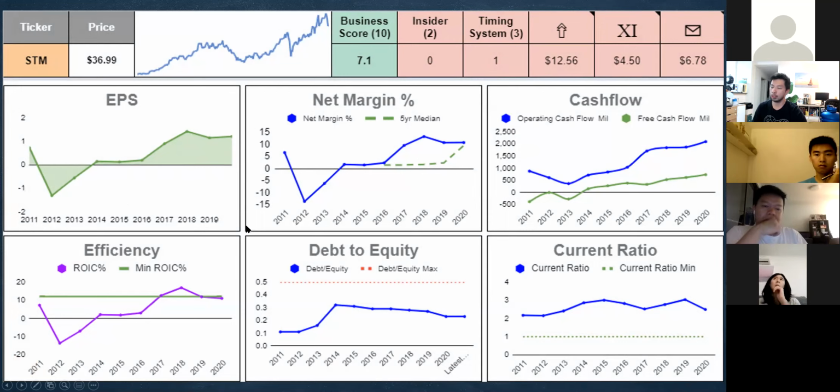Cash flow is growing, which is good. The efficiency is a bit touch and go, but that's okay, which meets our criteria. Not much debt, which is good. And even when the whole operation shut down, they still have money to pay all their short-term obligations, which is the current ratio.